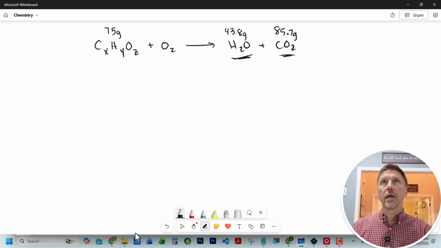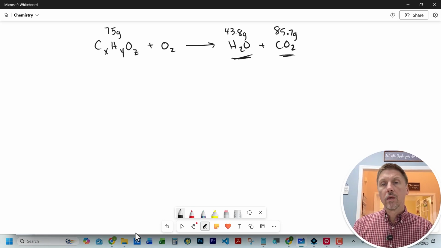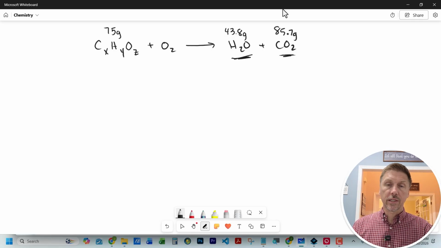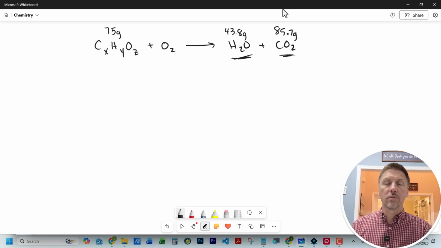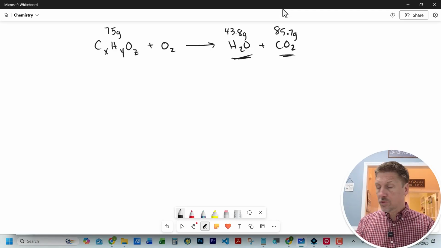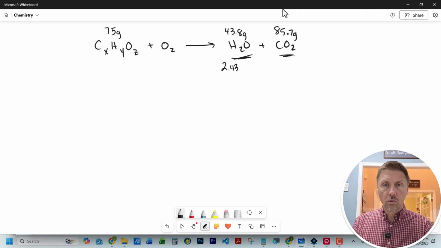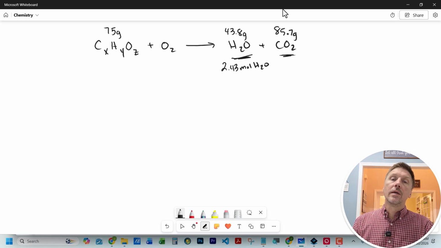We're going to find the molar mass of H2O, and using the molar mass, figure out how many moles of H2O we have. That's exactly what we did in the last problem, so I'm not going to repeat the calculations. Using a molar mass for H2O of 18.02 grams per mole, we can calculate that we have 2.43 moles of H2O.